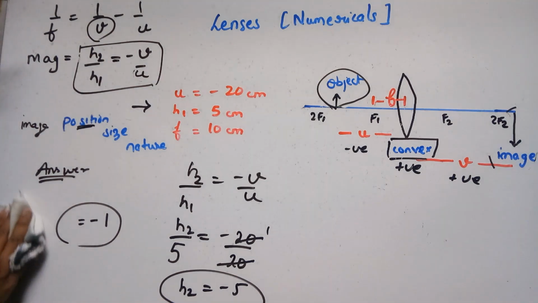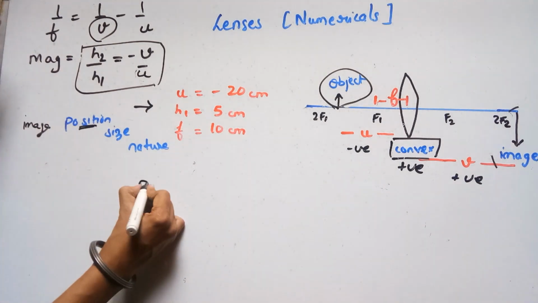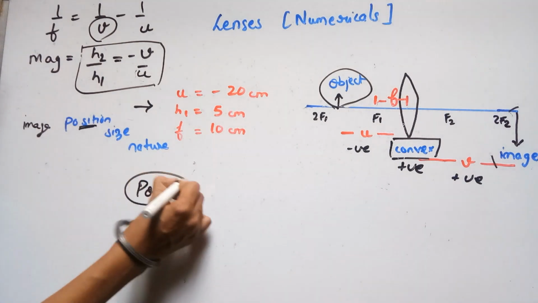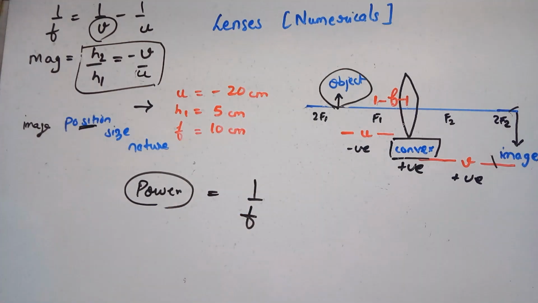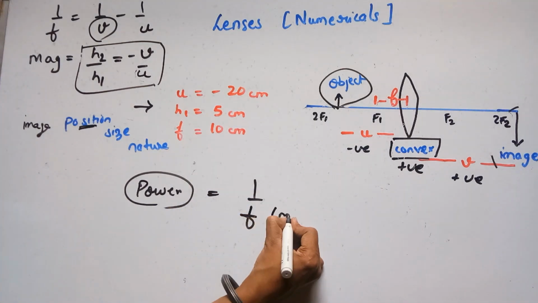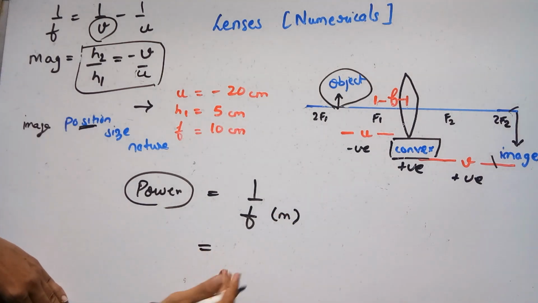Okay, one more formula is here, the formula for the power of the lens. The third formula is the power of the lens. The formula is very simple. Power is equal to 1 upon f, the focal length. But the focal length should be in meters. That is the only condition. The focal length should be in meters.